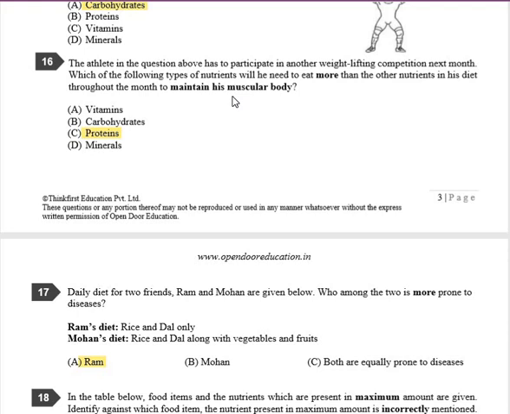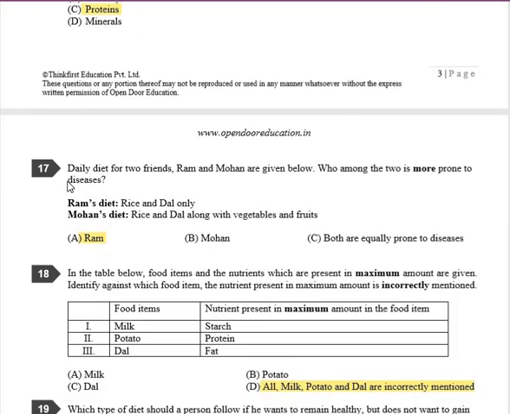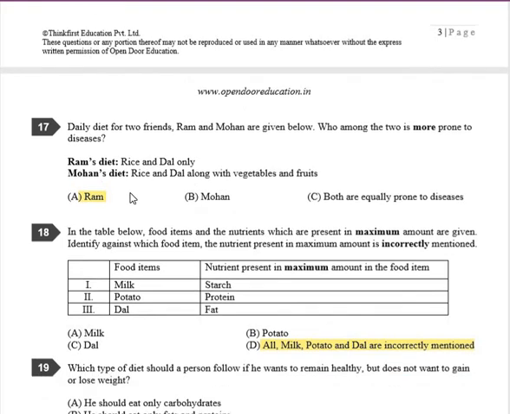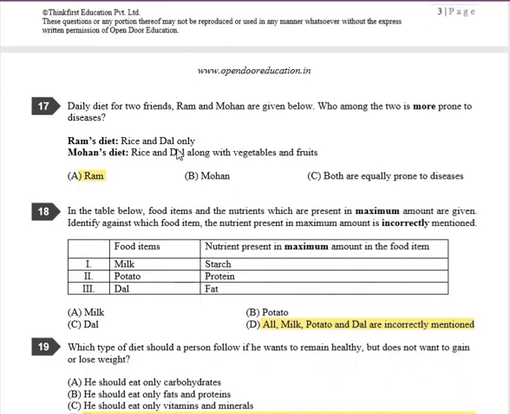Here the athlete has to maintain his muscular body, for which he needs to eat more proteins than carbohydrates. Okay, now coming to question number 17. Daily diets for two friends, Ram and Mohan, are given below. Who among the two is more prone to disease? Ram's diet is rice and dal only. He is taking carbohydrate from rice, while from dal he is taking only one nutrient, that is protein.